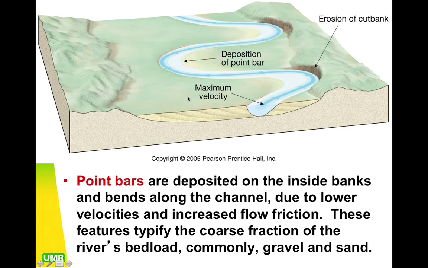Point bars are deposited on the inside banks and bends along a channel due to lower velocities and increased flow friction. So water is moving slower at this point in a meander than it is during the straight points or out here on the outside of that meander. So we're going to see some nice sandy beaches here and some nice deposition of sediments.